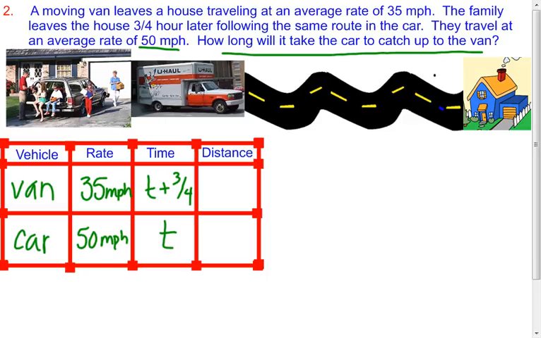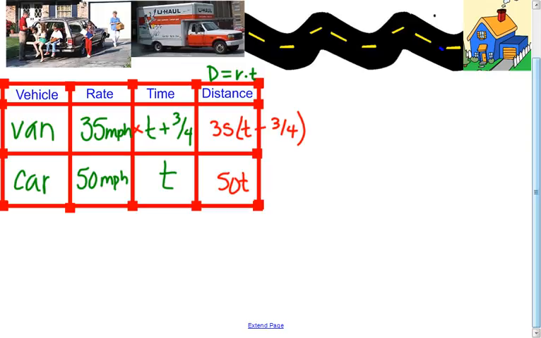Again, we know that distance equals rate times time. So in order to find our distance, I will simply multiply these two things together. So I will have 35 times t plus 3/4, and then I will have 50t. Here again, they're traveling along the same route, and you need them to catch up to each other. So I will have 35 times t minus 3/4 equals 50t.